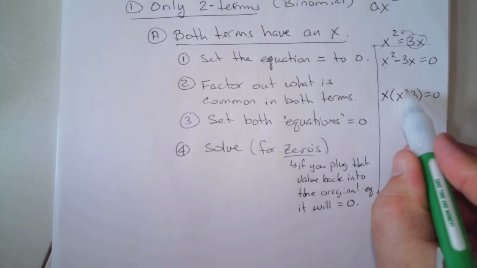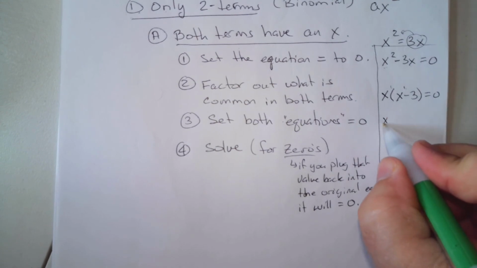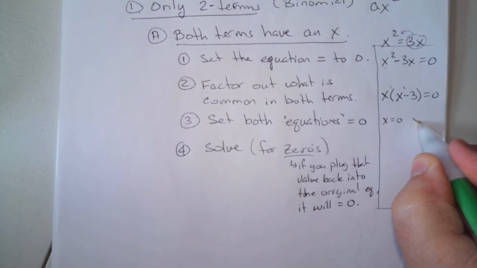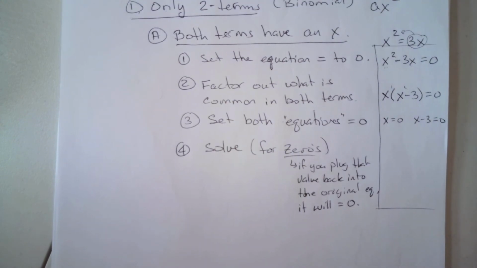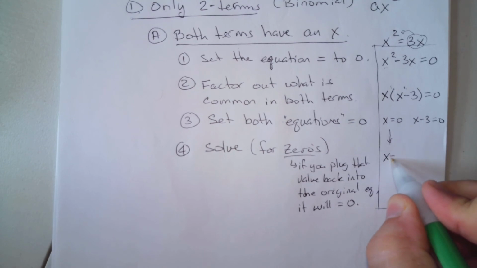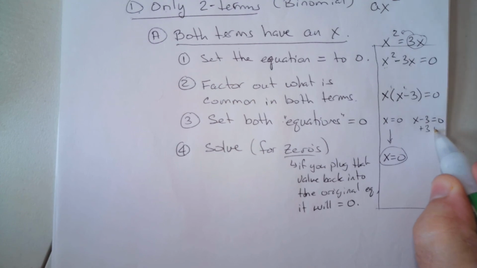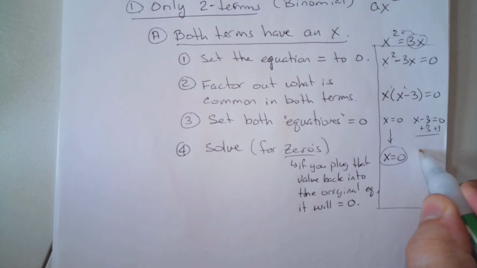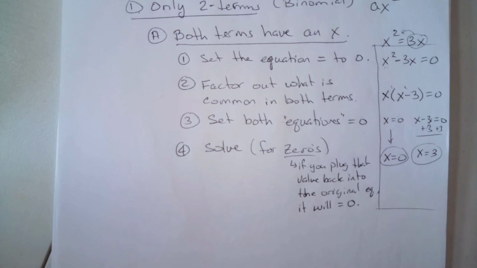Because now they're linear, so powers are 1, they're both linear, I set them both equal to 0. And I solve them. Well, this one's already 0, so that's one of my solutions. And the next one, x equals positive 3. Those are my two possible solutions.